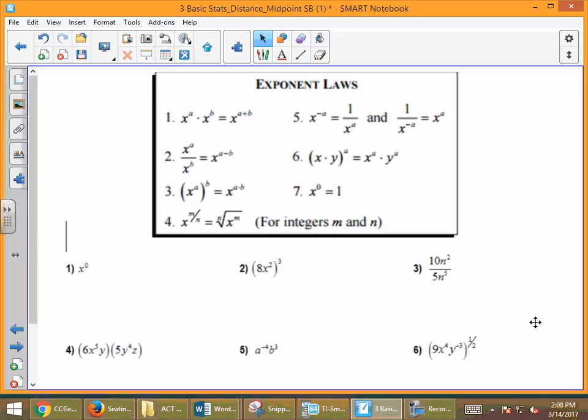1. We have x to the 0 power. So when we go to simplify that, we easily reference that box. Anything raised to the 0 power is what? 1. So our answer then would just be 1.